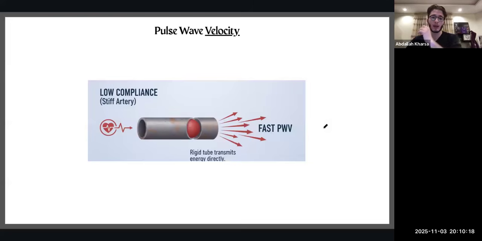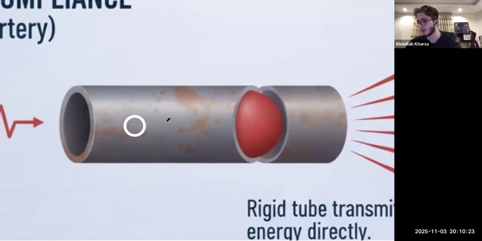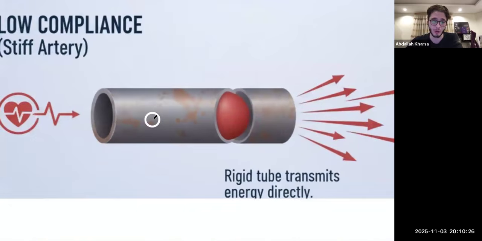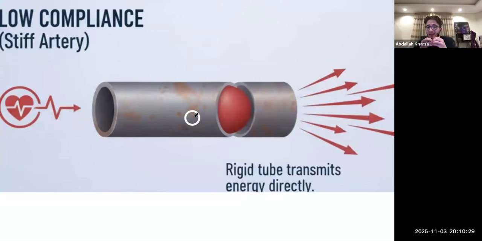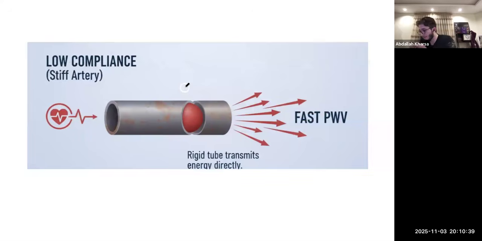If I have a vessel that's stiff, and I push through it, because it doesn't expand as easily, the pulse is going to travel through it faster. If a vessel is stiff, blood is going to travel through it faster because it's not distending as easily. It's not opening up as easily. Is this clear? I'll give you the opposite example so it makes sense.